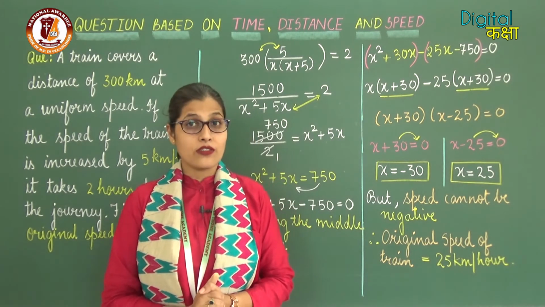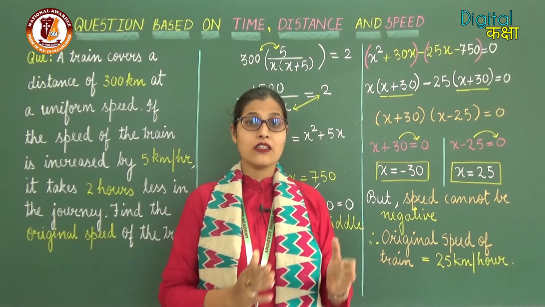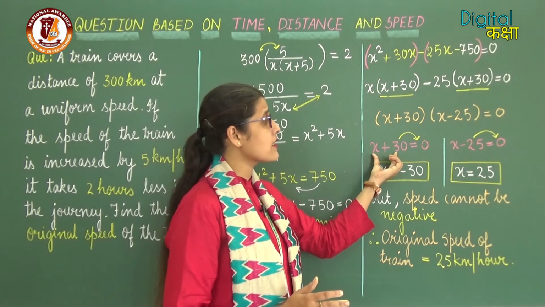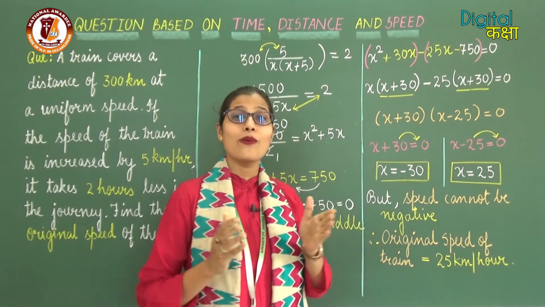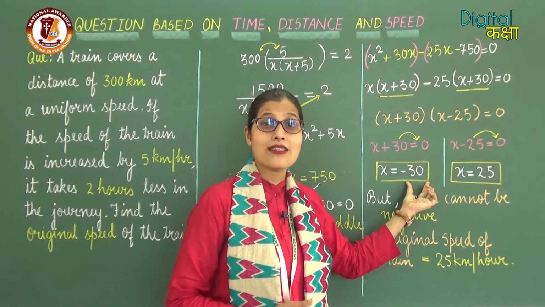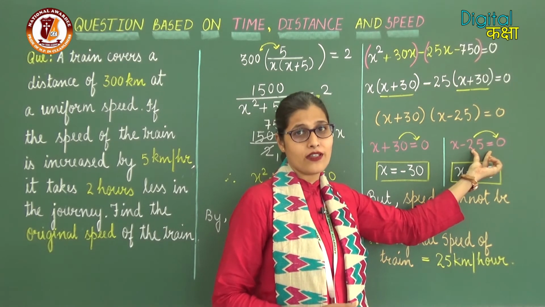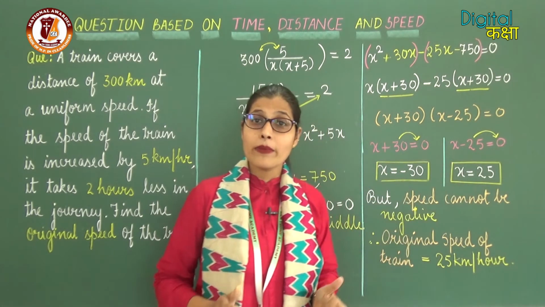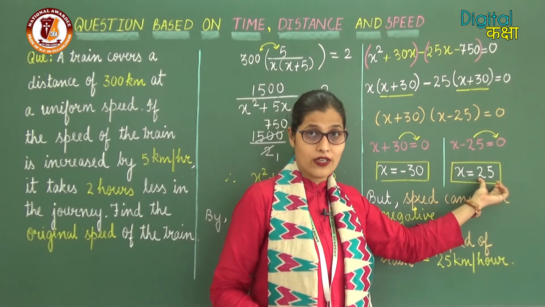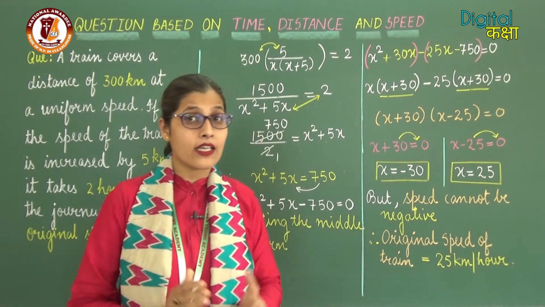Now, to get the solution from the given factors, we will be equating each factor to 0. So, on equating x plus 30 equals 0, we will be getting the value of x equals minus 30. And on equating x minus 25 equals 0, we will be getting the value of x as plus 25. Now let us recall what we have assumed x to be in the beginning.